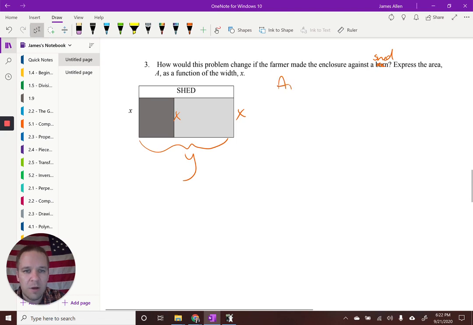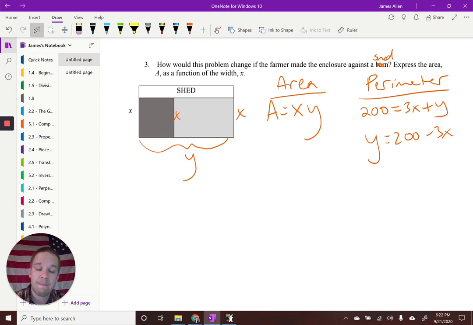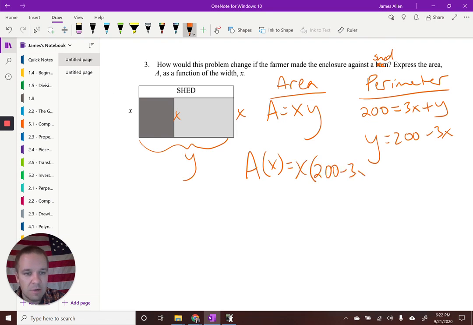So now my area function still starts out as A equals x times y, but my perimeter is going to be that 200 equals, and it's going to be 3x plus y. So when I subtract that 3x, I'm going to get y equals 200 minus 3x. So now my area function, when I substitute that in, is x times 200 minus 3x.